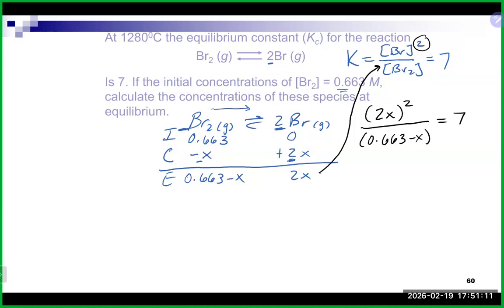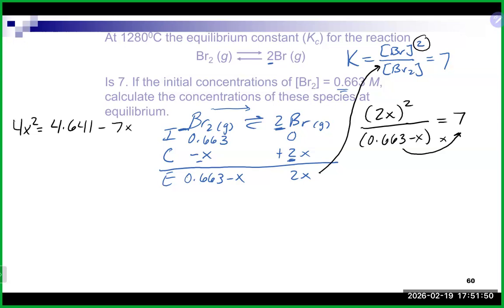So we're going to solve this and get an equation. The first thing we probably want to do is take everything on the bottom there and multiply it to the other side. And if I do that, I'm also going to square the top, which will give me 4x squared is equal to 0.663 times 7, which is going to get me 4.641 minus 7x. So we are going to set this up for a quadratic.